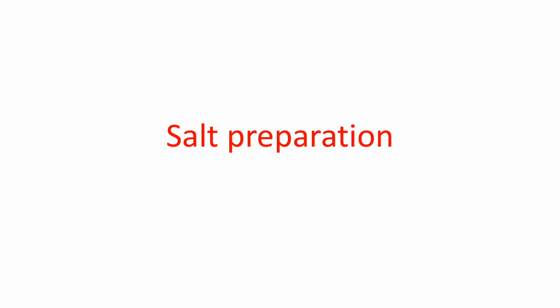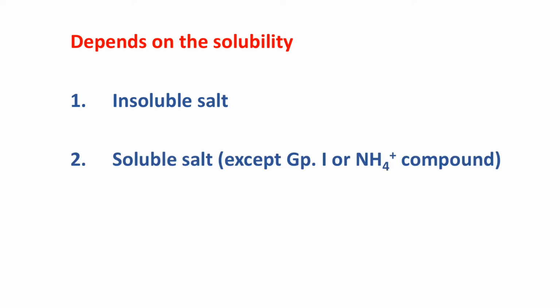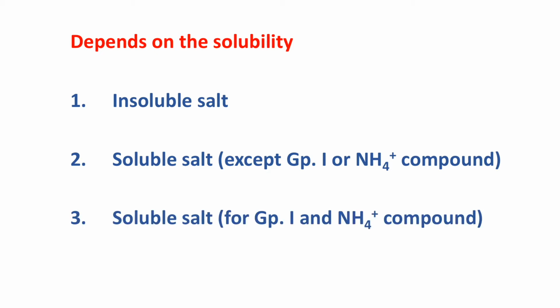In this video, we are going to discuss how salt is prepared in the laboratory. The preparation of a salt mainly depends on its solubility, so you can check it from the table that we have discussed before. The salt will be classified as first, insoluble salt, or soluble salt except group 1 or ammonium compound, and the soluble salt for group 1 and ammonium compound only.